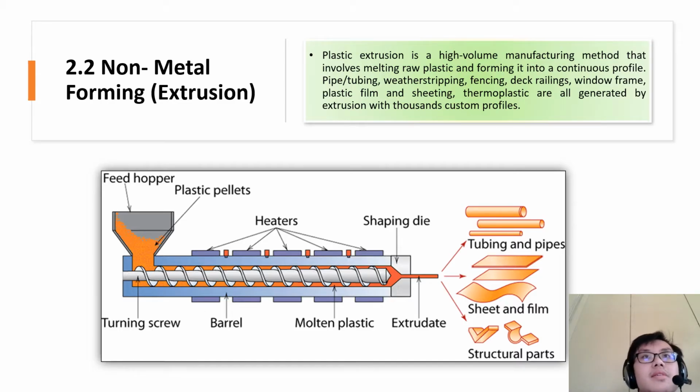Okay, the next is the non-metal forming. In this project, we decided to use extrusion as our non-metal component. Plastic extrusion is a high volume manufacturing method that involves melting raw plastic and forming it into a continuous profile. Weather stripping, fencing, railing, window frames, plastic pipes, and sheeting can all be generated by extrusion with thousands of custom profiles.